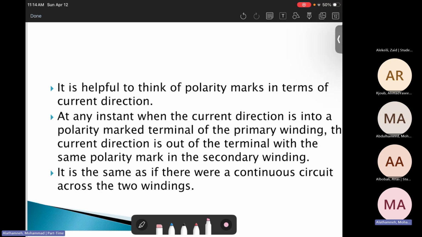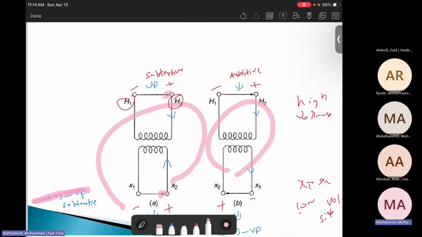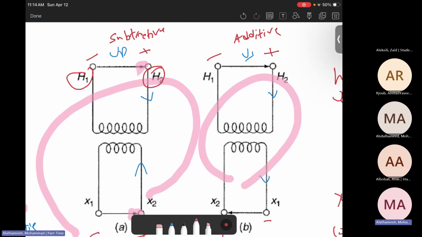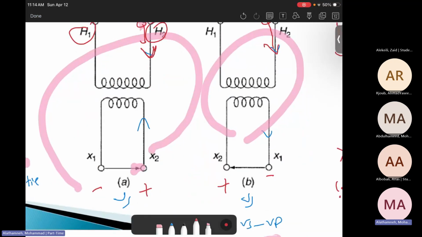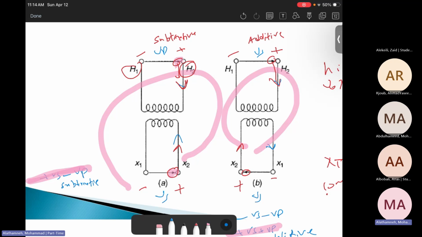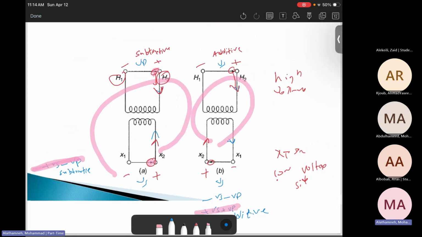Then the other thing is the current direction. When you look at the arrow here for the voltage, the current will leave from the arrow. Here is the current, and it will leave like this. This one leaves like this. Here the arrow will make the current go this way. So as a result, the polarity really matters related to the current direction as well. Then we can say this is how we do the additive and the subtractive.